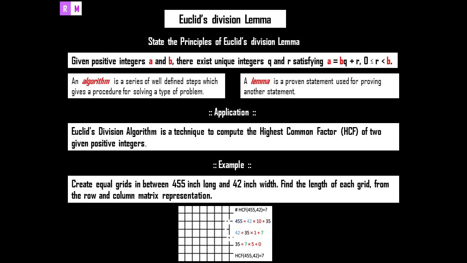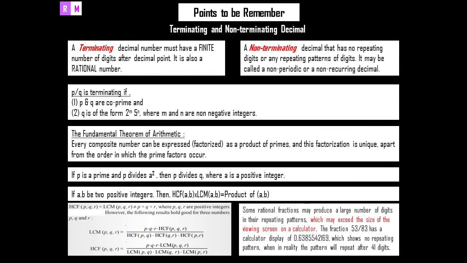Now, how is Euclid's division lemma useful to us? Euclid's division lemma helps us compute HCF, and if we want to cover a rectangular floor with tiles, we can identify the number of tiles needed to cover the floor. Please follow the example for better clarification. In the points to remember section, I will tell you the important notes of this chapter.